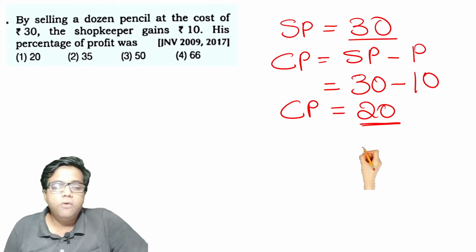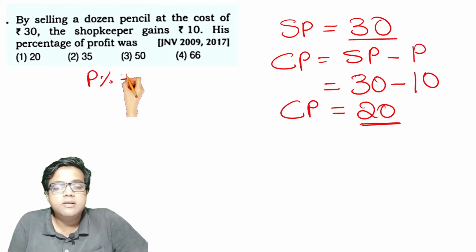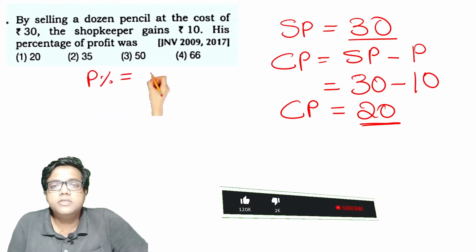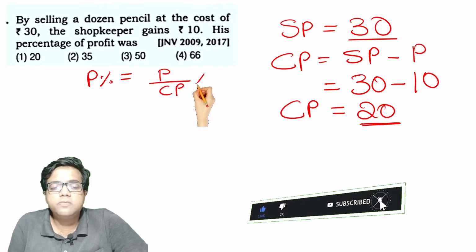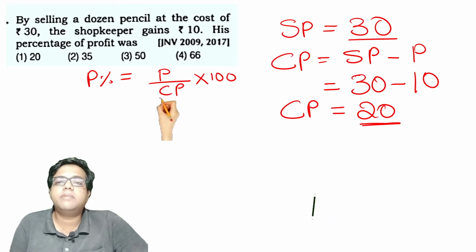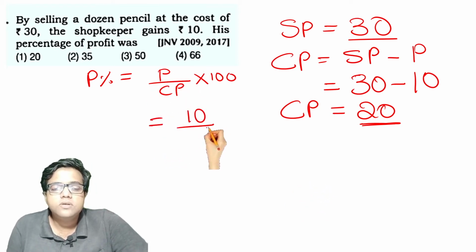So now what is the percentage profit? What is the formula for percentage profit? Percentage profit is equal to profit by cost price into 100. Gain by cost price into 100. So gain is 10 rupees over the cost price, which is 20 rupees, into 100.